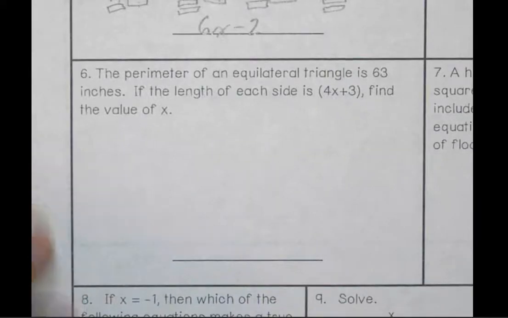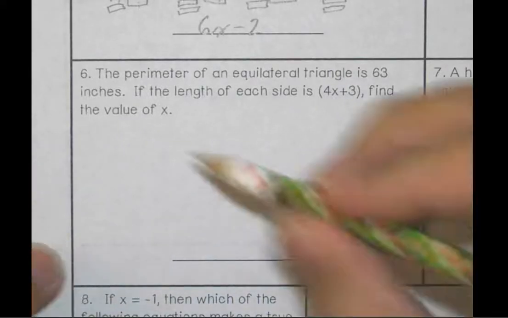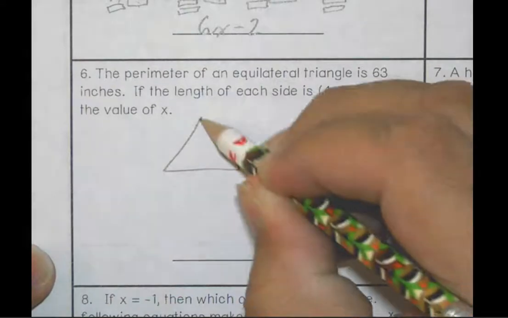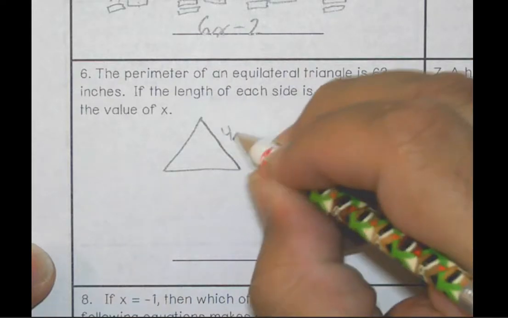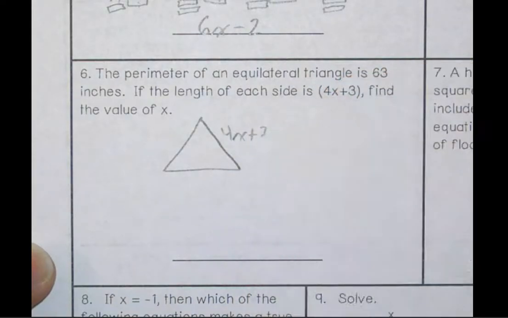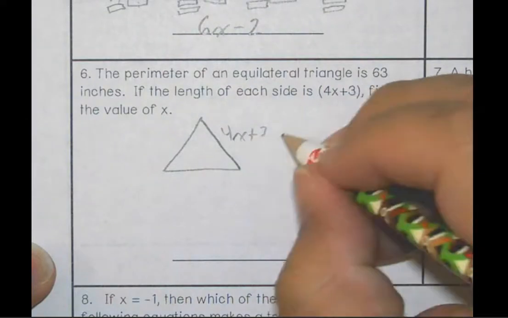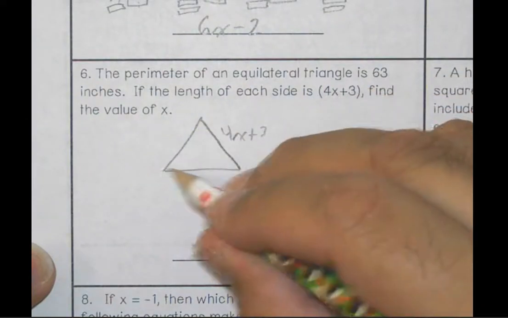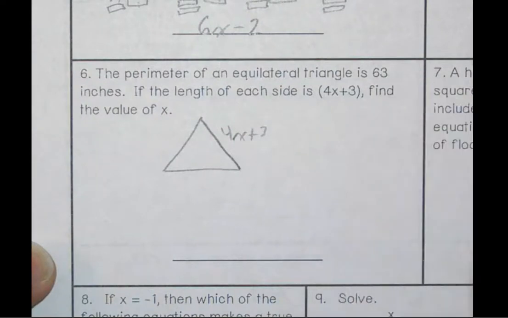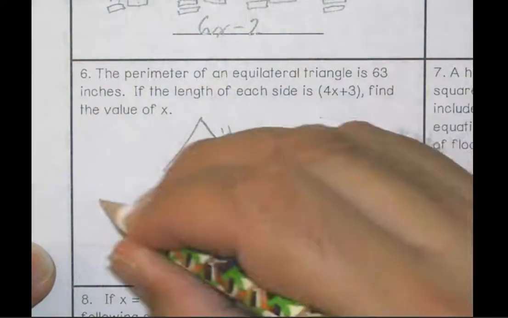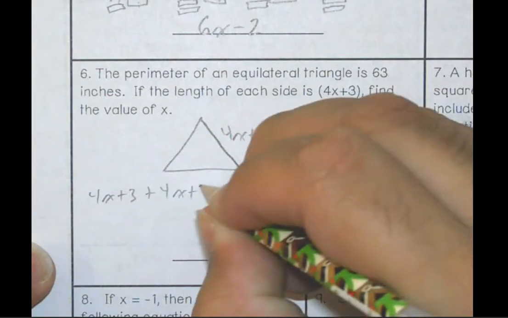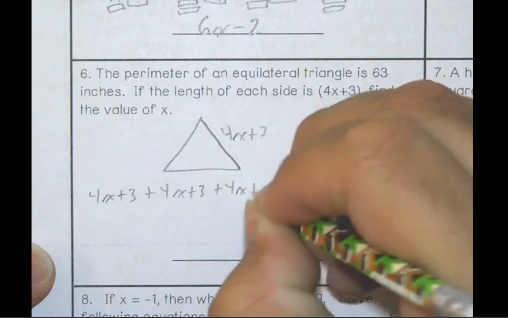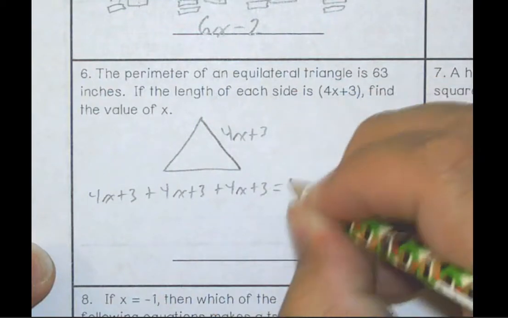All right, question 6. The perimeter of an equilateral triangle is 63 inches, and each side is 4x plus 3. So I have 4x plus 3. I need to know the value of x. So I have 4x plus 3, another 4x plus 3, another 4x plus 3, and that equals 63. So I could do 4x plus 3 plus 4x plus 3 plus 4x plus 3 equals 63.